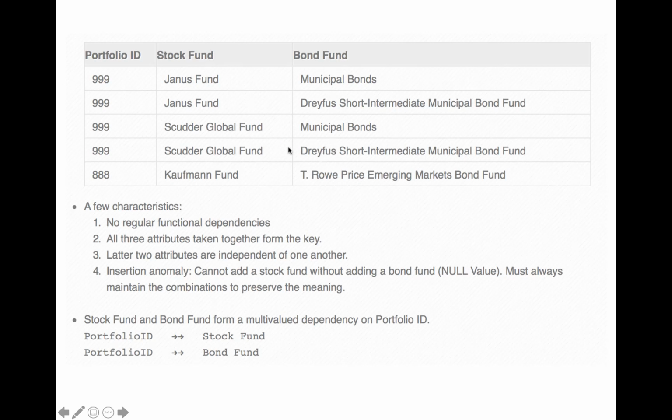See how we had to repeat some data in order to put all the information. Stock fund and bond fund are independent of each other. So you can have this stock fund with this bond fund or that bond fund, and you have to put all this information here to show that these two attributes are independent. Or if you want to add a stock fund without adding a bond fund, you have to put a null here. And that's the problem that we want to remove.